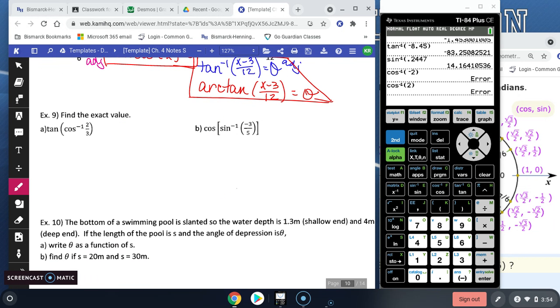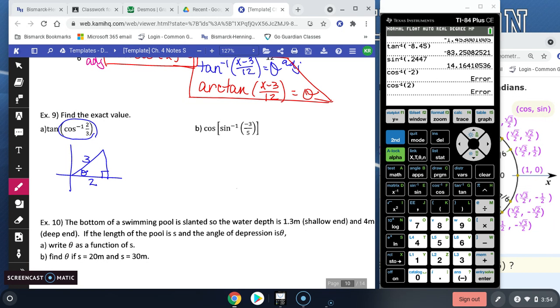Example 9, find the exact value. This is a composite function. We're going to start inside first. So we're looking at this inverse cosine of 2/3. Inverse cosine is defined for quadrants 1 and 2, and the cosine is positive. So that means this angle is sitting in the first quadrant. Cosine is adjacent over hypotenuse.